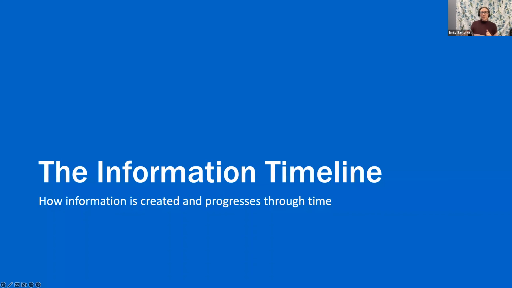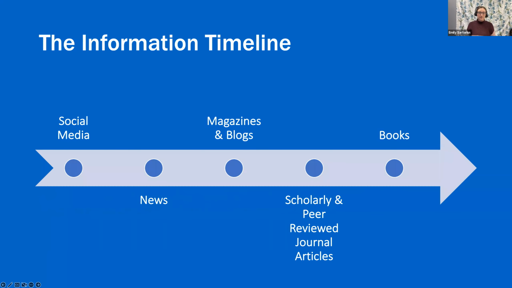And to do this, we're going to start by breaking down the information timeline. The information timeline is the process in which information is created and how it progresses through time. So there's typically an event that happens, and once the event happens, the information timeline begins.